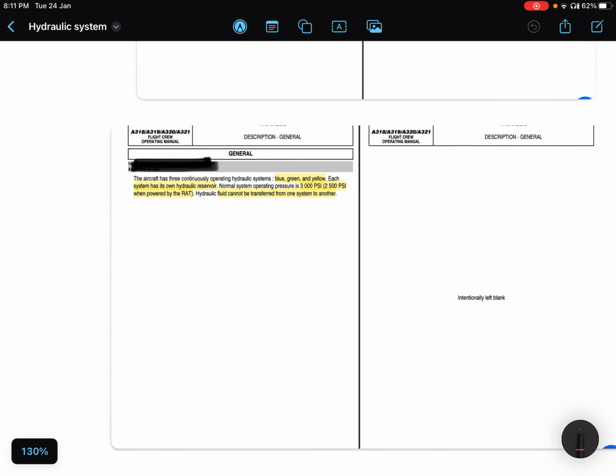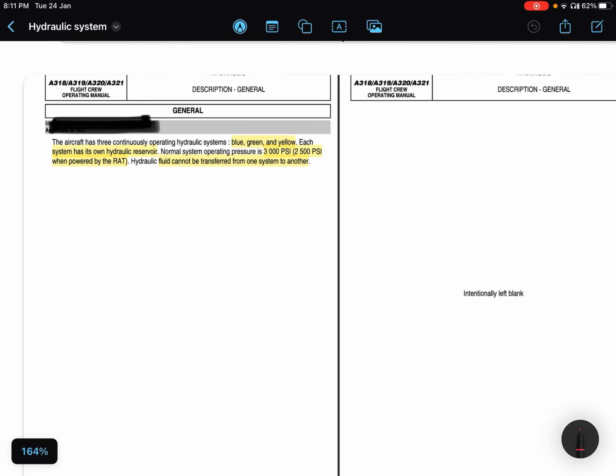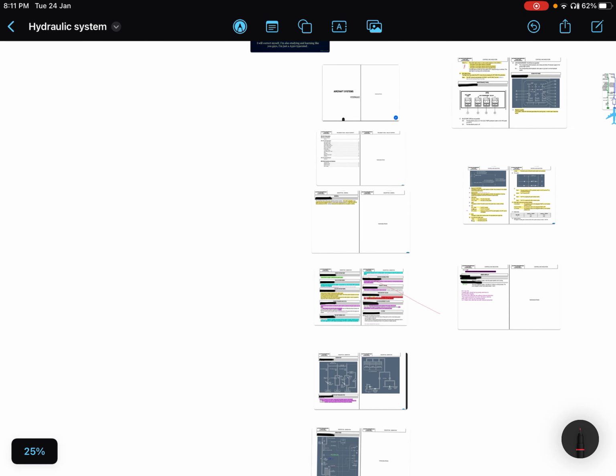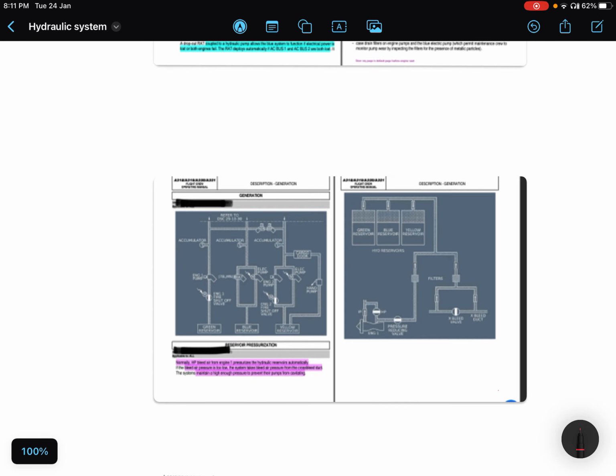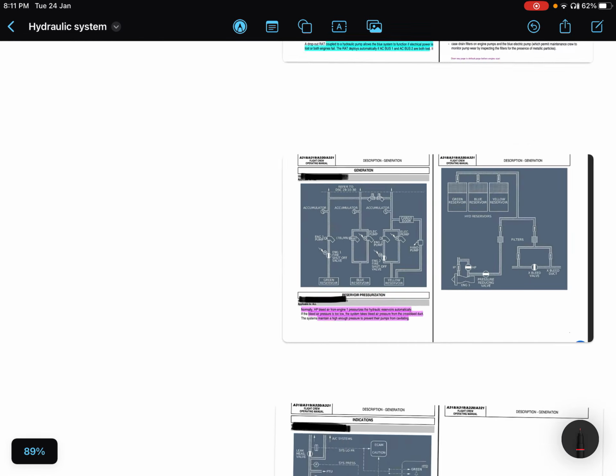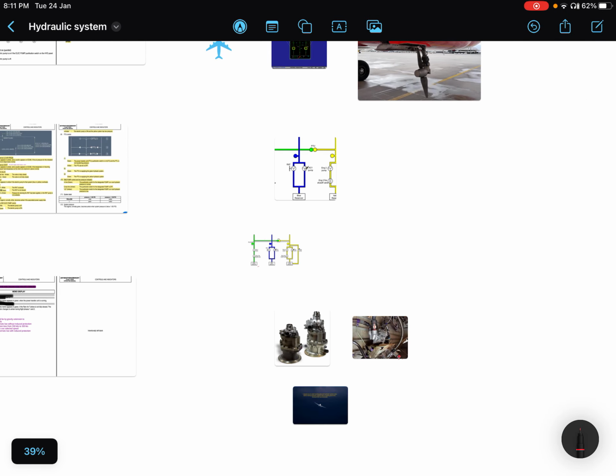Our aircraft has three main hydraulic systems, obviously only three, which are green, blue and yellow. Each system has its own reservoir and the normal operating pressure is 3000 psi. Okay, so how does it look if we look at the schematic diagram of it? Just a second. This is a black and white schematic diagram from the FCOM. I have taken a colored picture of it from Google. Here it is.